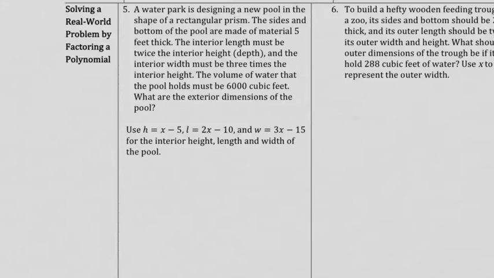A water park is designing a new pool in the shape of a rectangular prism. The sides and bottom of the pool are made of material 5 feet thick. The interior length must be twice the interior height, which is the depth, and the interior width must be 3 times the interior height. The volume of water that the pool holds must be 6,000 cubic feet. What are the exterior dimensions of the pool?